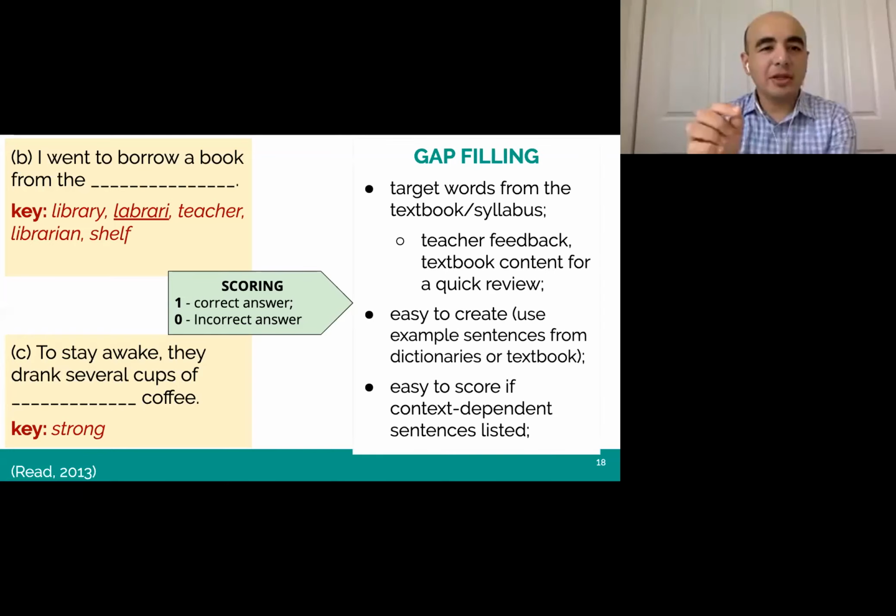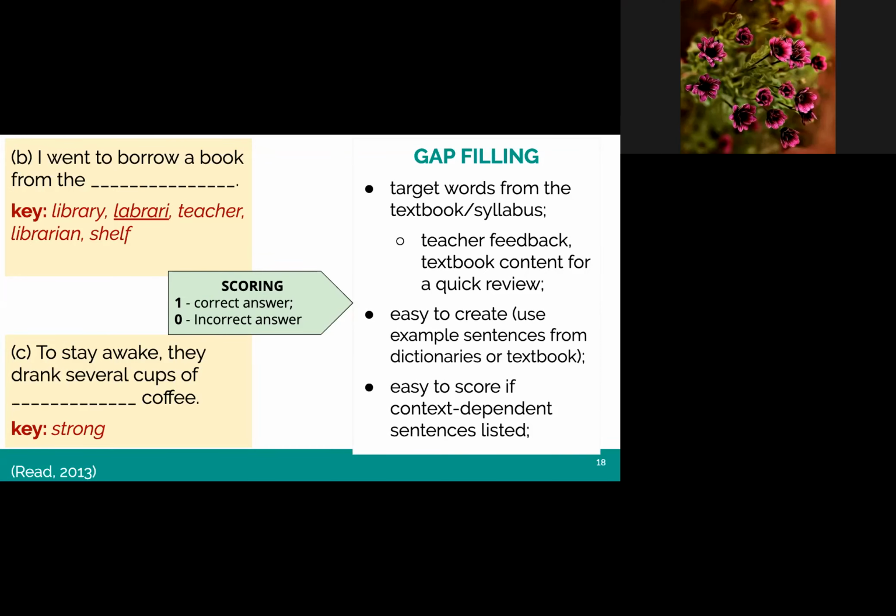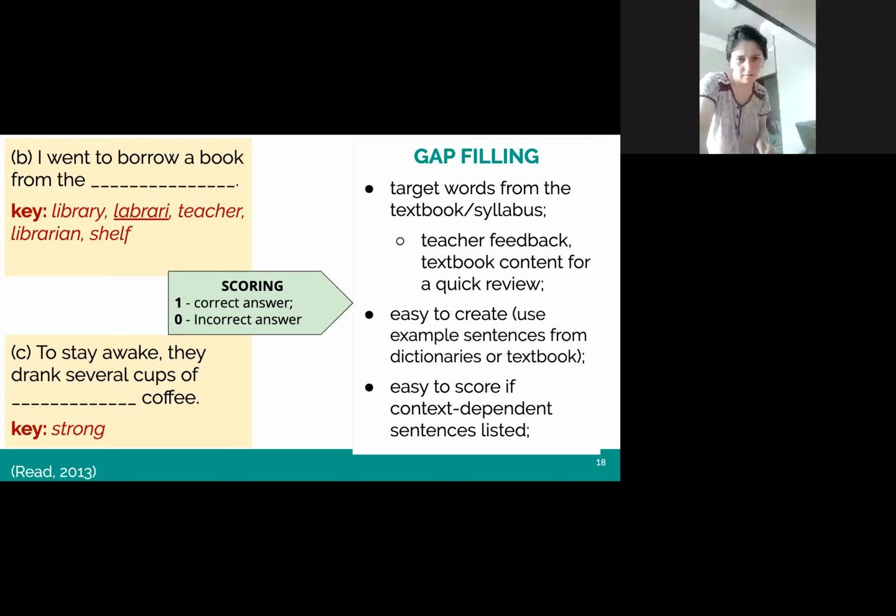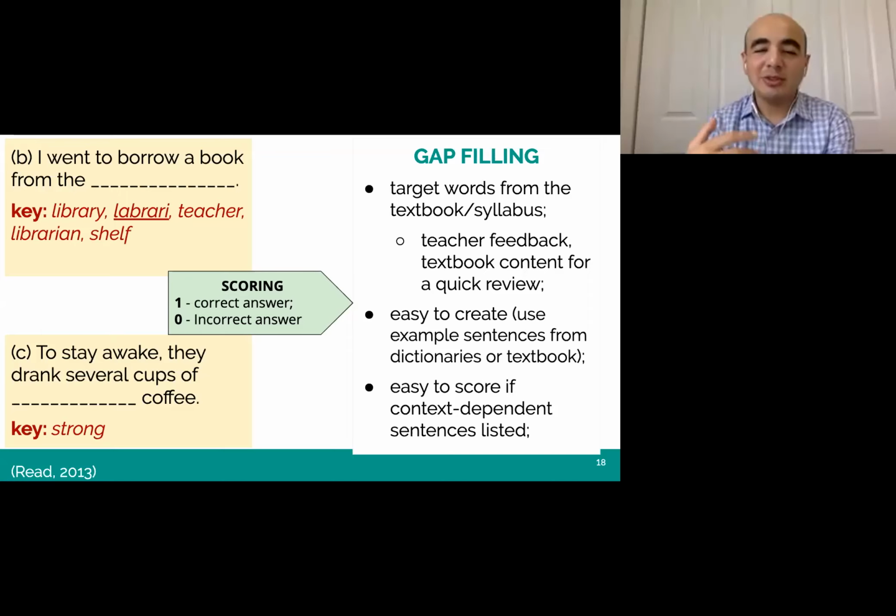Can I add something? For example, number B: I went to borrow a book from the... A couple of options are possible: library, teacher, librarian, and shelf. But we also have to be careful how we score the students' work. What if a student makes a spelling mistake? What if a student chooses a totally different word? That's why assessing productive vocabulary can be very tricky.